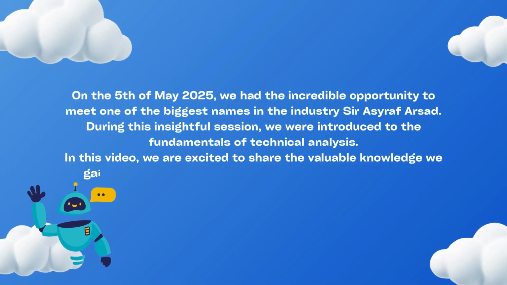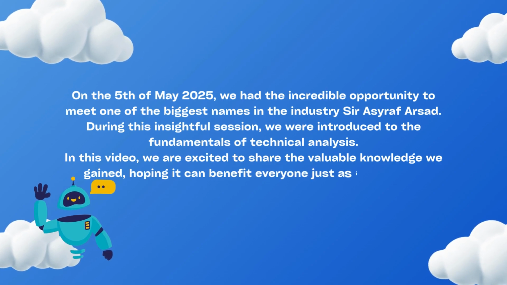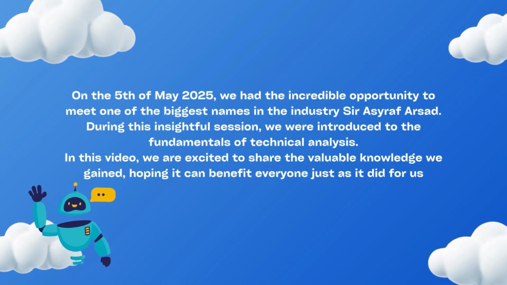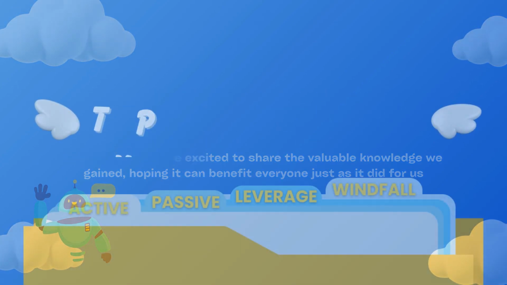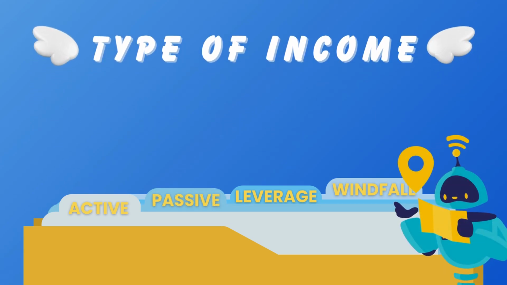All the information is based on the explanations shared by Sir Ashraf, also widely known as AA Handsome. So, let's begin. Our journey into the world of finance began with understanding the four major types of income, each representing a different approach to building financial security and wealth.